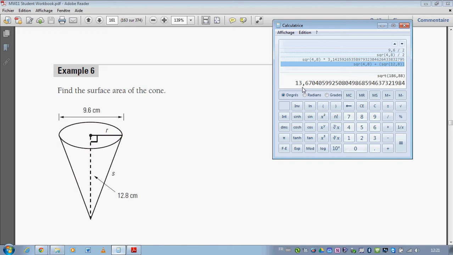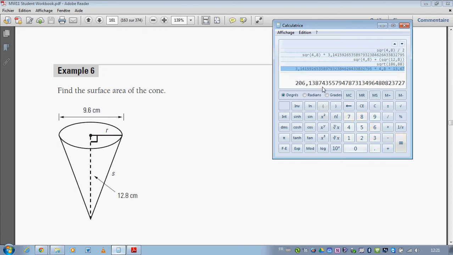So once you have the slant length, at this point you can figure out the lateral area of your cone. A reminder again that the lateral area of your cone is pi times r times s. So pi times the radius, which we had figured out was 4.8, times your slant length, which we just figured out as being 13.67.